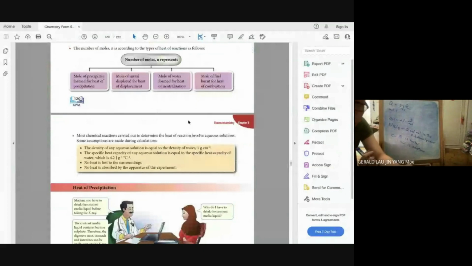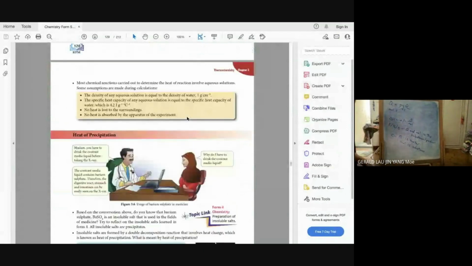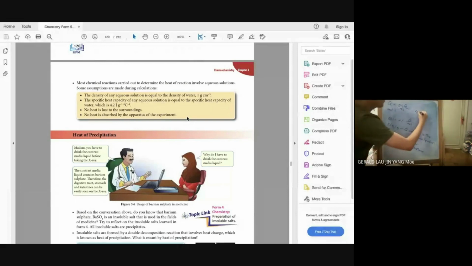Okay, so here are a few conditions. That means like assumptions that we have to take into account. So density of any solution is 1 gram per cm cube. That means 40 gram we assume is 40 centimeter. No, I go the other way around. Okay, sorry. Let's say your volume is 40 cm cube, so your mass will be 40 gram. Okay, over here. Specific heat capacity 4.2. No heat lost by surrounding, no heat absorbed by apparatus.